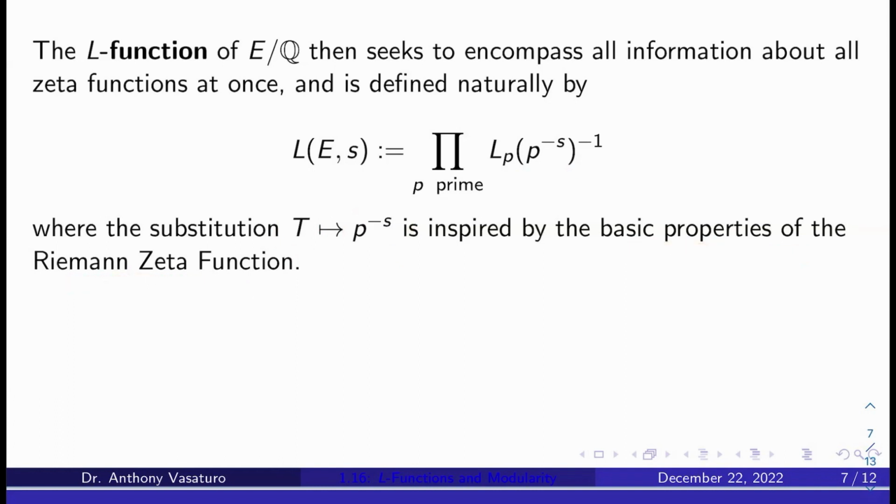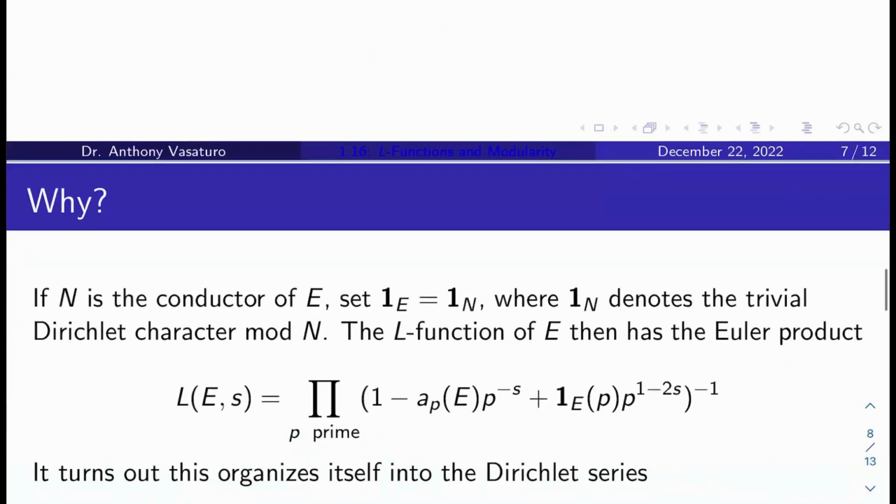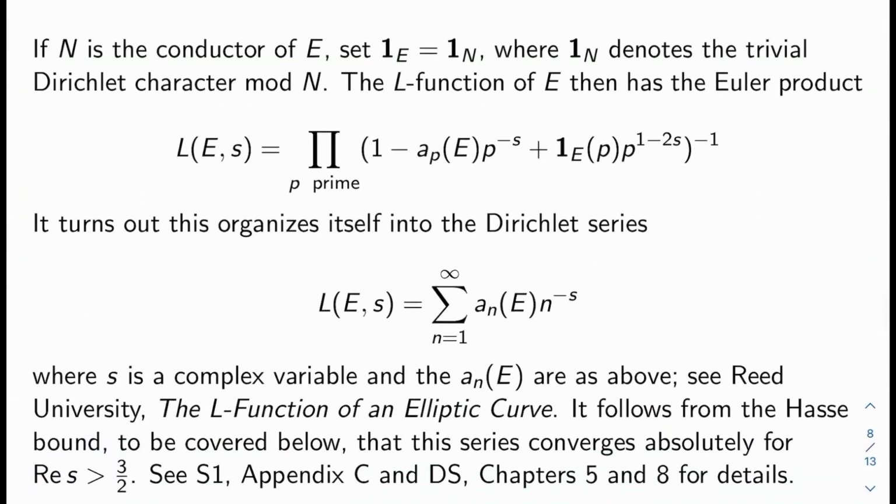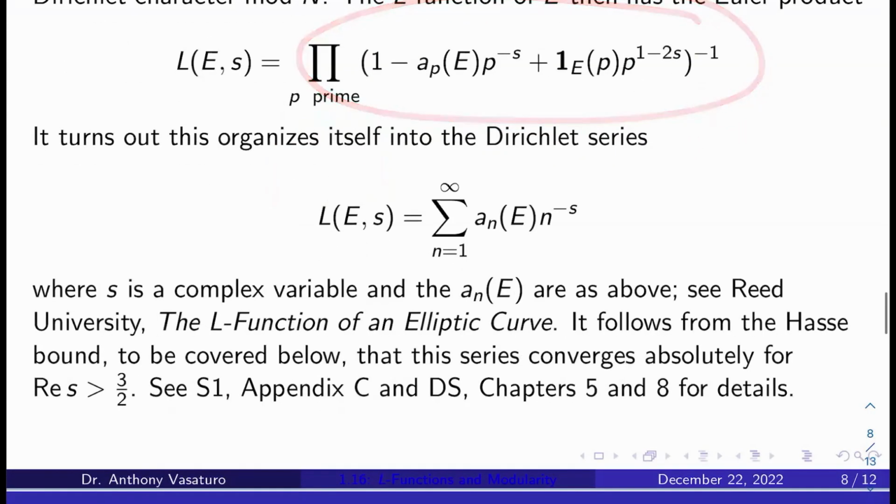Now this is a nicer object than it initially looks, although it initially looks quite nice. If N is the conductor of E, let's set 1_E to be equal to 1_N, the trivial Dirichlet character mod N. The L function of E then turns out to have the Euler product given by the product over all primes P of 1 minus a_p(E) times p to the negative s, plus 1_E(p) times p to the 1 minus 2s, and then take the reciprocal. And if you multiply all this out, it's actually somewhat easy to see. It's a nice little exercise.